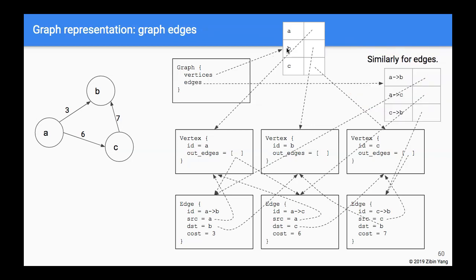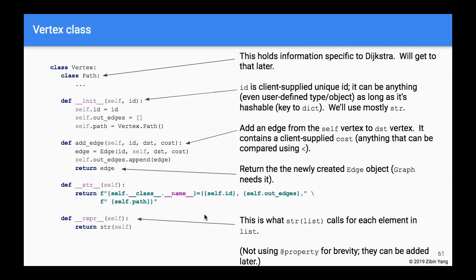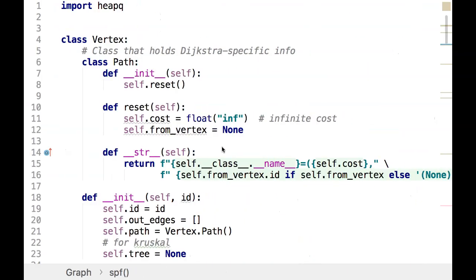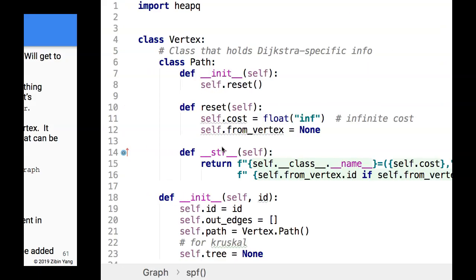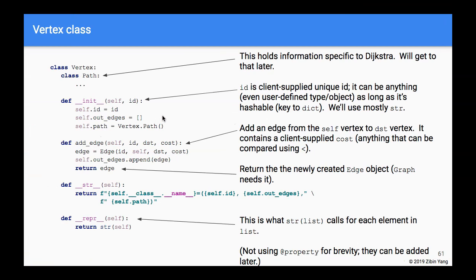Similarly for edges, we're going to have a dictionary that, given the edge ID, lets us look up the actual edge object, although I believe we're not making a whole lot of use of this edge dictionary yet. So now we're ready to look at the code, which I already typed up. I'm just going to go through the code and explain what it is.